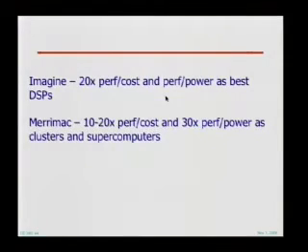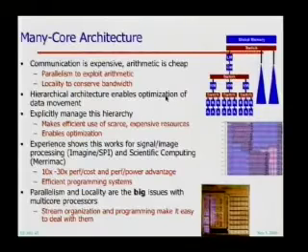To sum up the results of our experience: on the Imagine project, we were able to show about 20 times the performance per unit cost and performance per unit power as the best available digital signal processors of the time, even though I think we were comparing 0.13 micron DSPs to a 0.18 micron Imagine. And on Merrimac, 10 to 20 times the performance per cost, over 30 times the performance per unit power as clusters and supercomputers. So our experience shows that on real applications, this really works, and the gains are large, factors of 10 or more. Let me wrap up, then I'll have a little bit of time for Q&A.